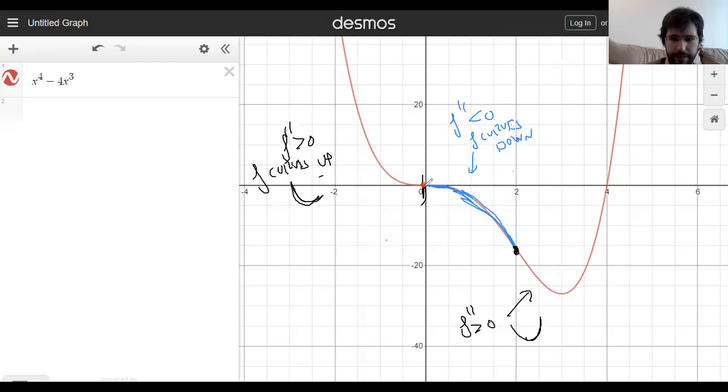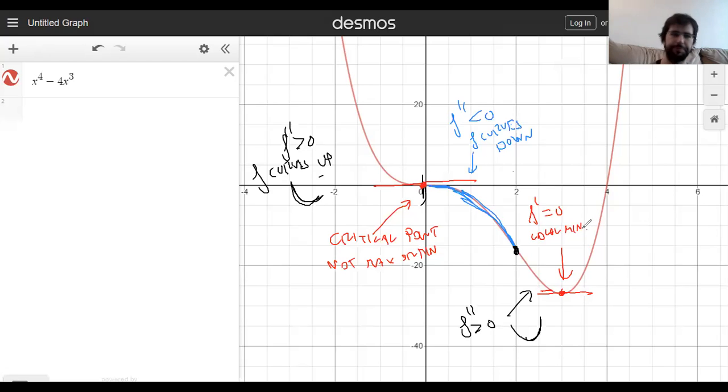So here we have second derivative equal to zero. This was a critical point, which was not a max or a min. And at x equals three, we had f prime equals zero, which makes the tangents horizontal, just like at zero. And it's a local min because the function is concave up.